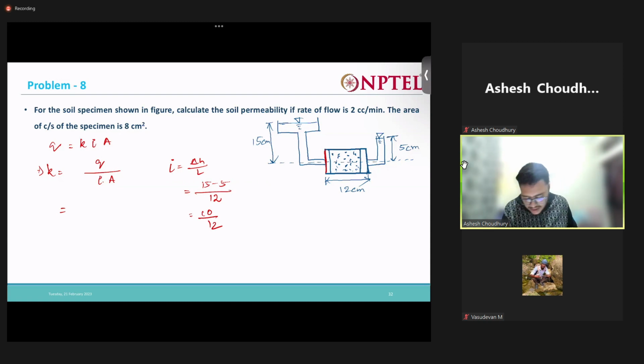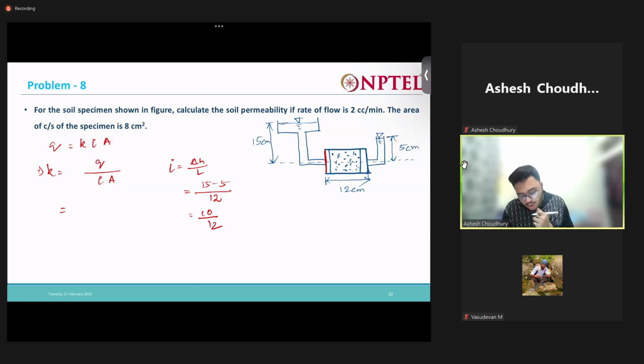Next, we are also asked to calculate the seepage velocity. So what is the normal velocity? Not this Vs, the velocity. V is equal to k into i. So my k is 2.25 into 10 to the power minus 3, into i, which is 6.67. So it is 0.015 centimeter per second. Okay, this is the velocity.